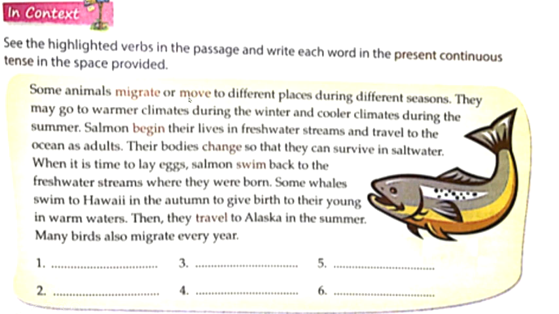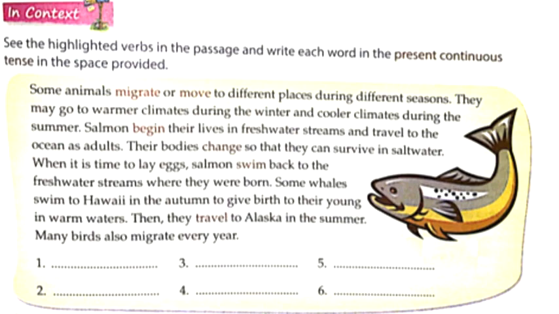Number 2 is move. Change it into present continuous, write in the second blank. Number 3 is begin. Again change it into present continuous, write in number 3 blank. Number 4 change. Number 5 swim. And number 6 is travel. So children, just write these 6 verbs in present continuous tense in the given blanks. Okay, this is very easy. I'm sure you'll be able to do it.